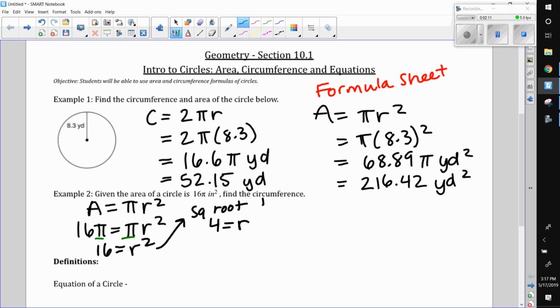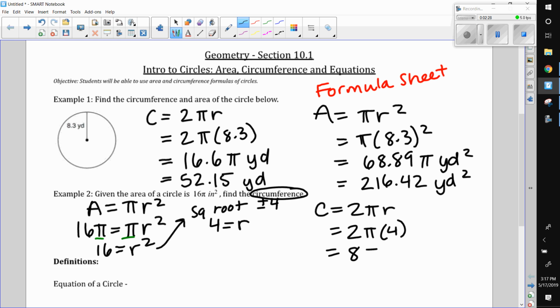Remember that I should get positive and negative 4, but I only care about the positive one because we are talking about a circle, so a distance. And then I'm going to plug in. It said find the circumference, so C equals 2 pi r. So I've got 2 pi times 4, so 8 pi inches, or 25.13 inches. Okay, so either one for that.